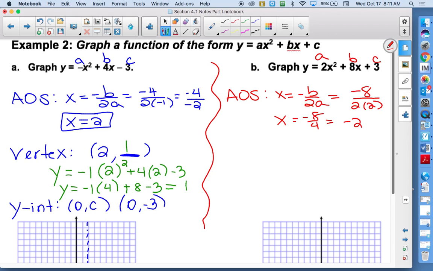-2. Make sure you have that as x equals. That's what makes it a vertical line. A -2 is just a number, -2. Placing an x in front of it to make it x equals creates a vertical line for us.